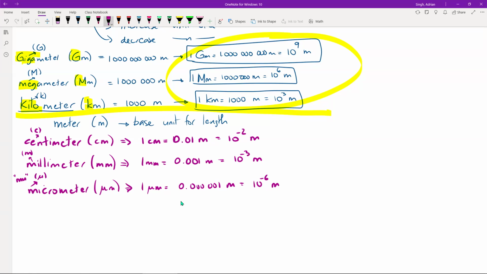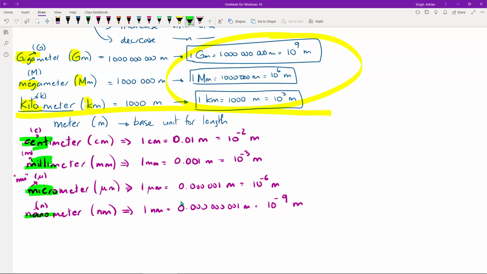If you take this one step further, we have the last one, which is nano. So nanometer, nano has the symbol small n. So a nanometer is even smaller than a micrometer. So 1 nanometer is now 1/1,000,000,000, 0.000000001 meters, which is the same as 10 to the negative 9 meters. Right, so again, we're going to limit ourselves to four prefixes that decrease the size of the units: centi, milli, micro, and nano, and how they relate to the base unit.